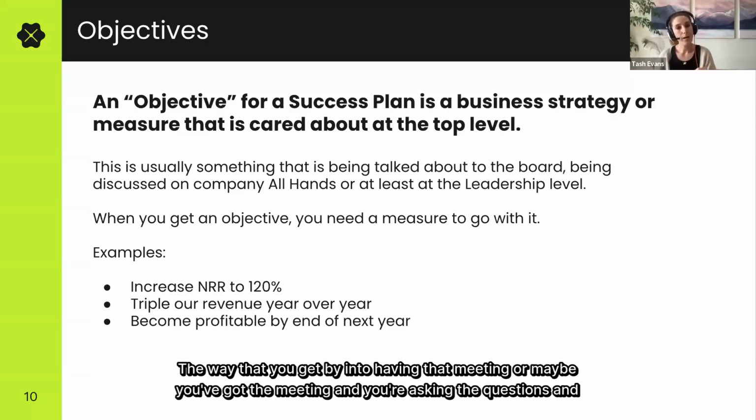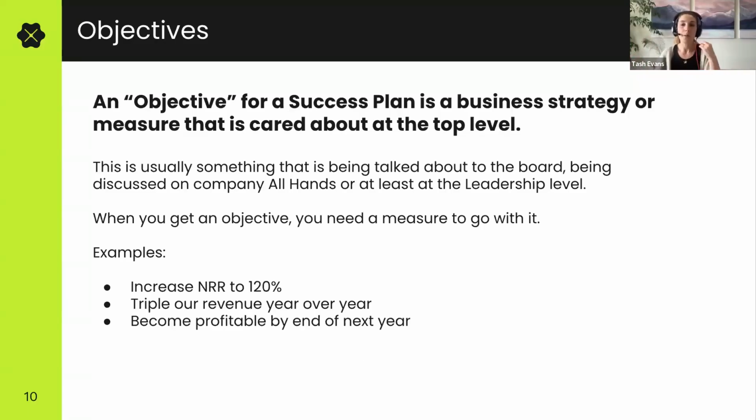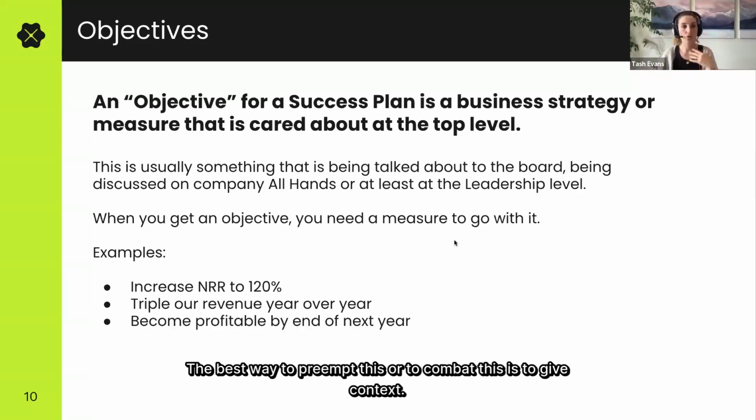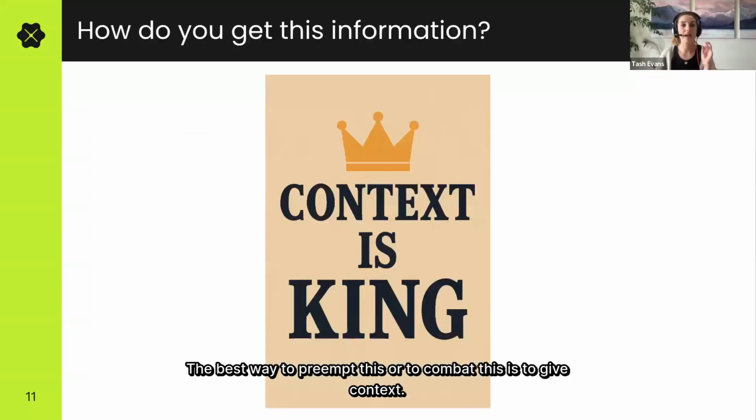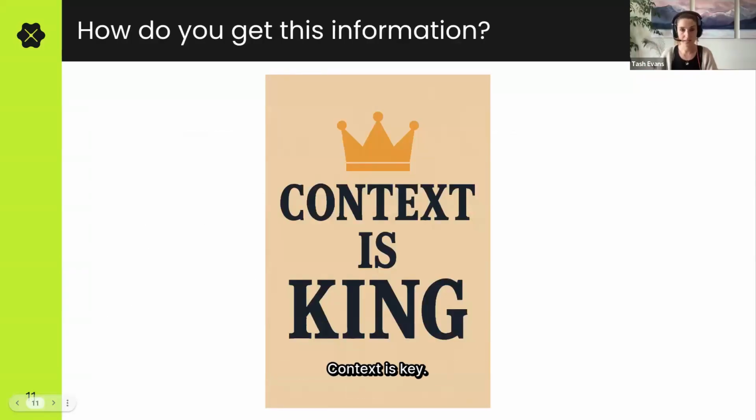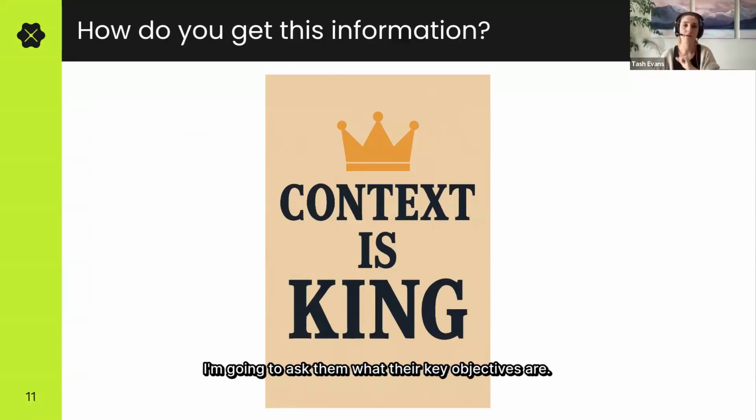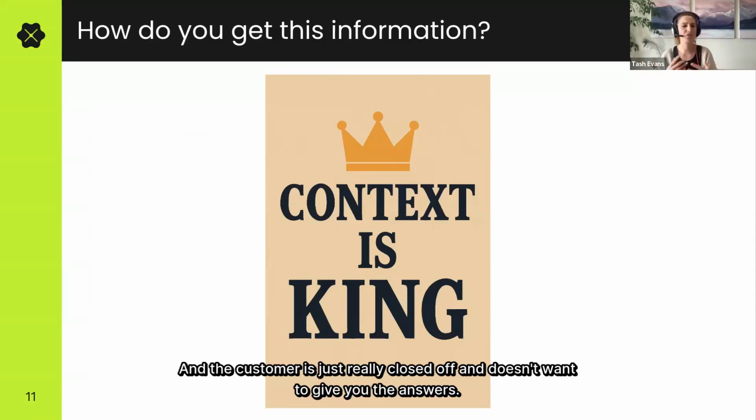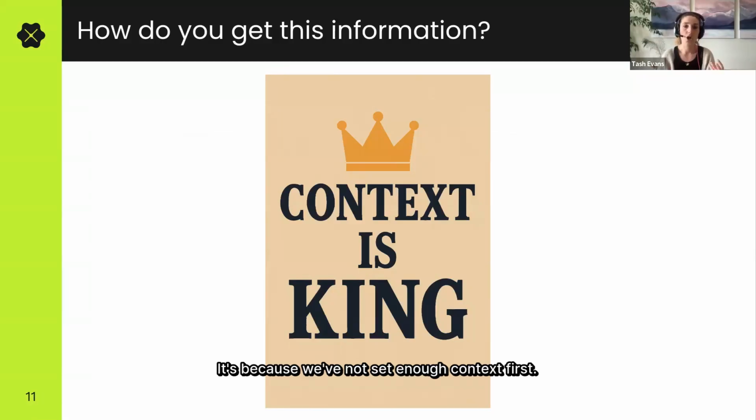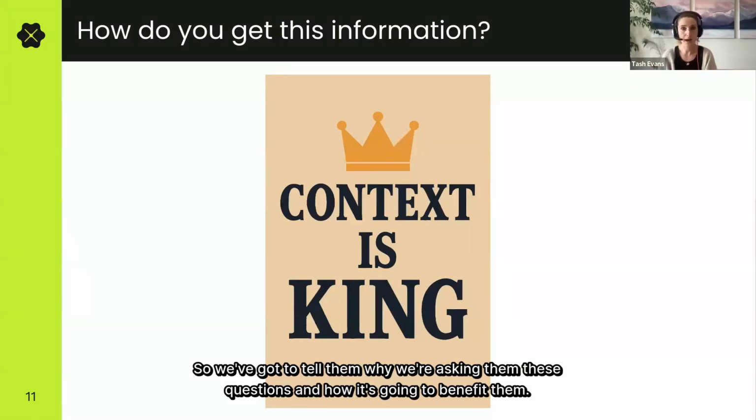The way that you get buy-in to having that meeting, or maybe you've got the meeting and you're asking the questions and you're getting resistance, the best way to preempt this or to combat this is to give context. Context is king. You've got to tell your customer why. So if you're ever going onto a meeting and you're going to build a success plan, you're going to ask them what their key objectives are, and the customer's just really closed off and doesn't want to give you the answers, it's because we've not set enough context first. So we've got to tell them why we're asking them these questions and how it's going to benefit them.